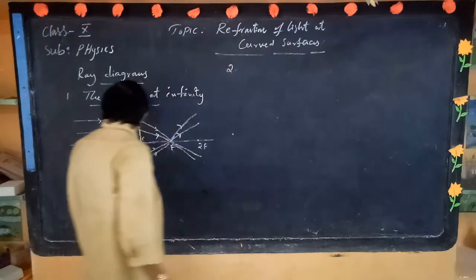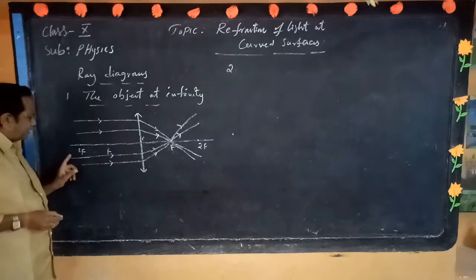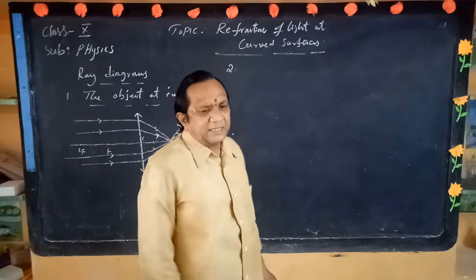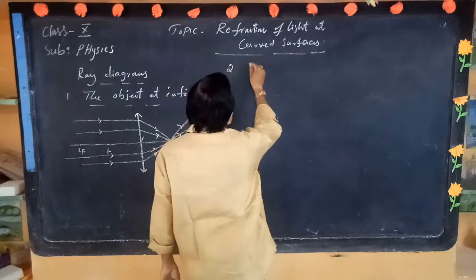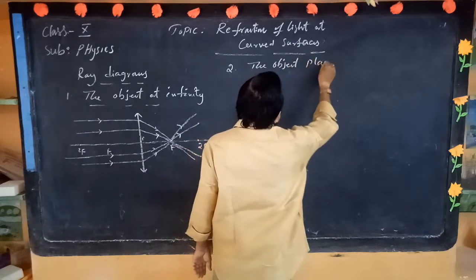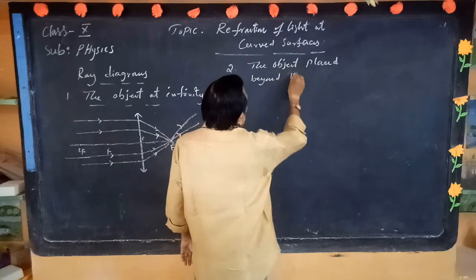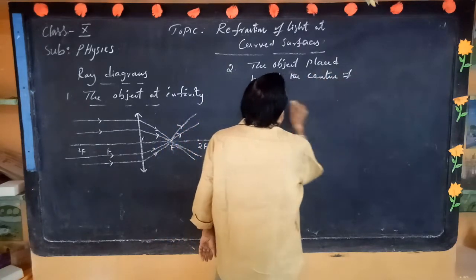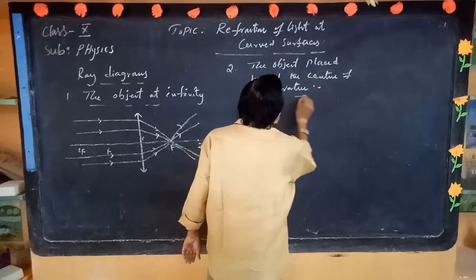The second case to be considered is beyond the center of curvature. Here you have to place the object. So in the second case, the object is placed beyond the center of curvature. Where the image will be formed, you have to see.